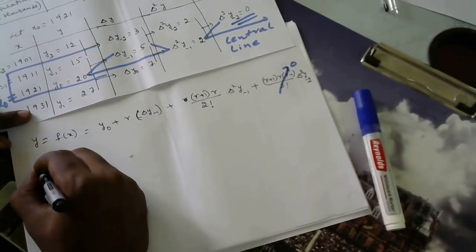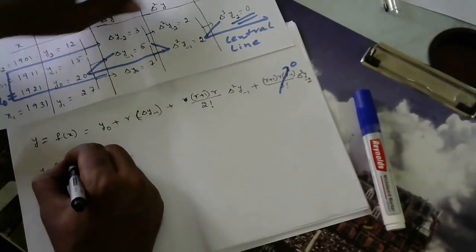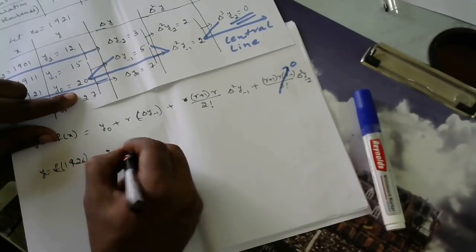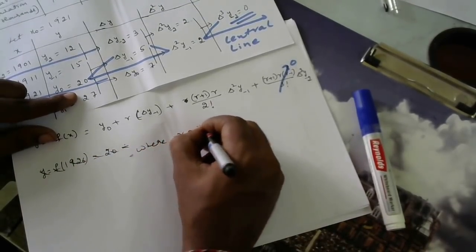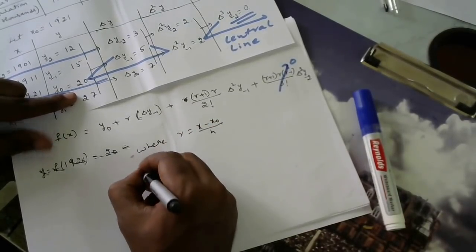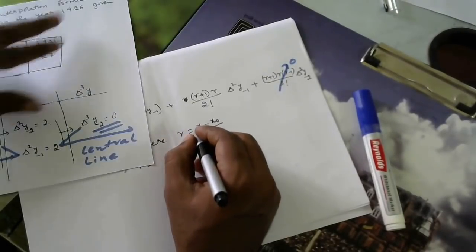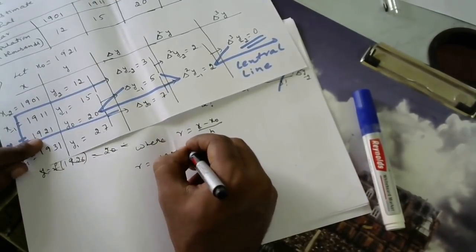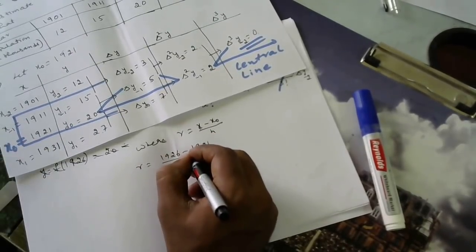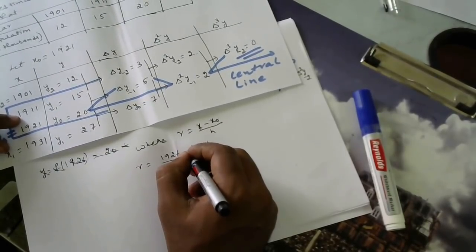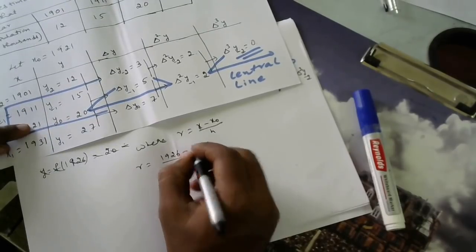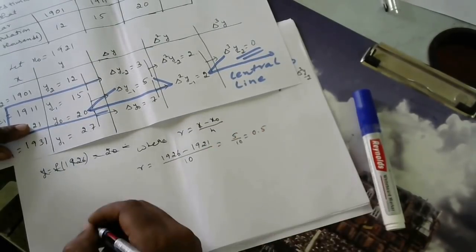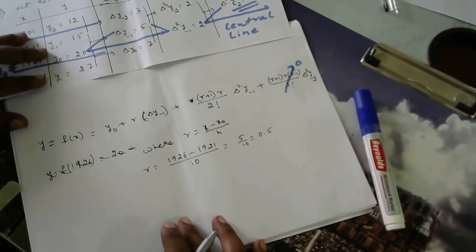So now write down the answers. Here y equals f of 1926, which is to be found out. So y naught value is 20. Oh sorry, before that you have to find the r value, where r equals x minus x naught divided by h. So r equals 1926 minus x naught value, which is taken as 1921, divided by the difference. The difference is 10, and here also 10, and here also 10. So h value is 10. So 5 divided by 10, we will get 0.5. So r value is 0.5. So substitute the values.